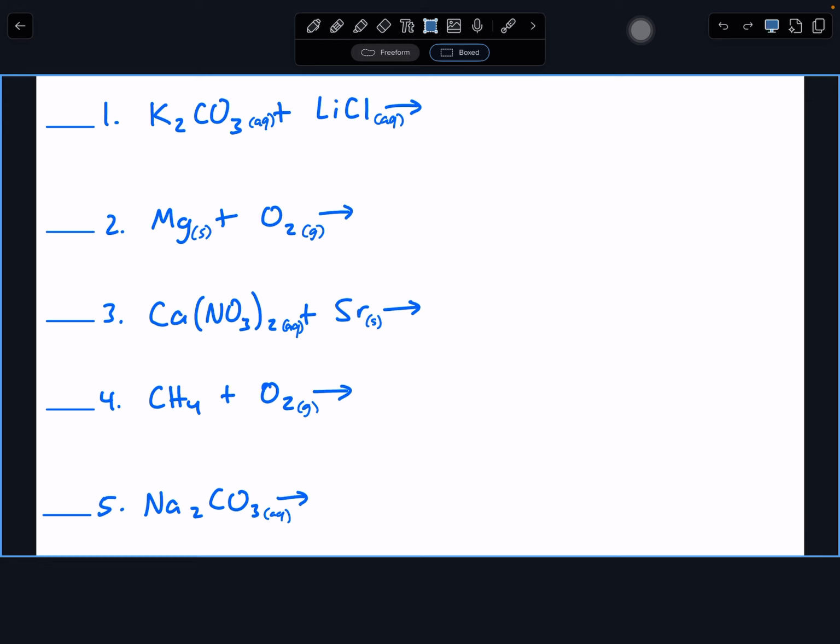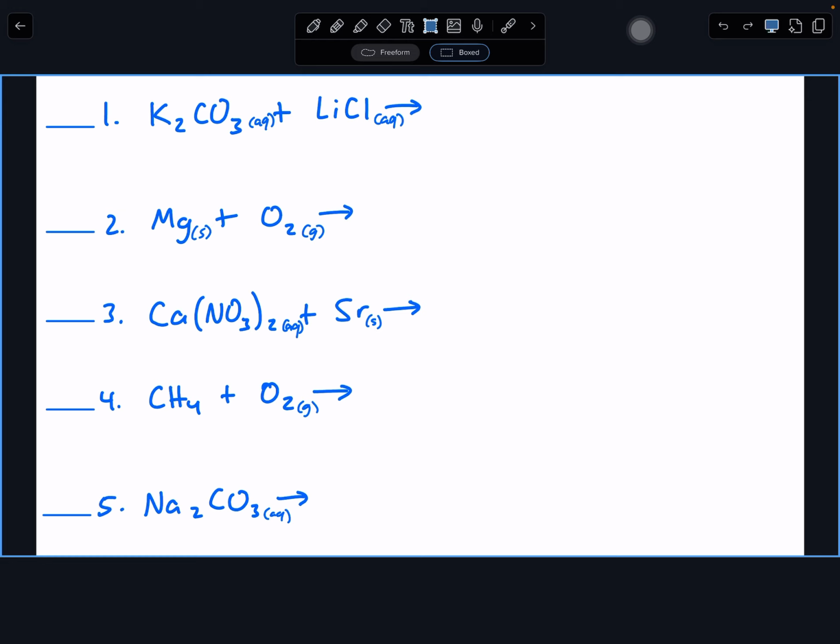The last one is decomposing. And then it's synthesis. The first one is double replacement. How do you know? It has 2 compounds. KCO3 is a compound, LiCl is a compound. The second one would be combustion and synthesis.